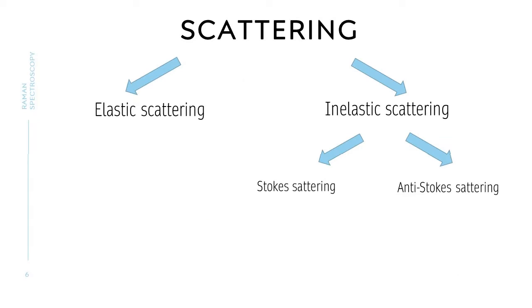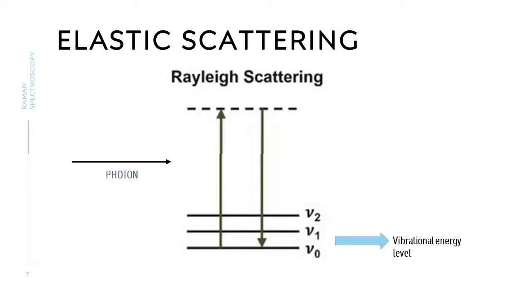Talking about scattering, we have two different types of scattering. One is elastic scattering and the other is inelastic scattering. Firstly, we'll talk about elastic scattering. What is elastic scattering? When an electromagnetic radiation is passed through a molecule, let's say from the ground vibrational state, it goes to a virtual state. What is a virtual state? A virtual state is basically an imaginary state which exists for a very short period of time.